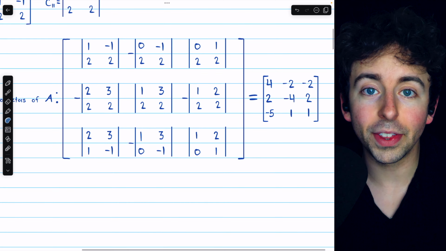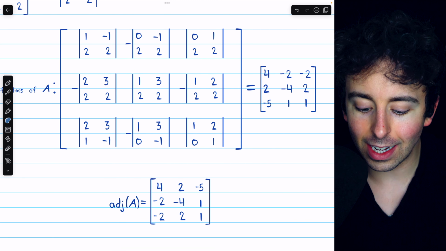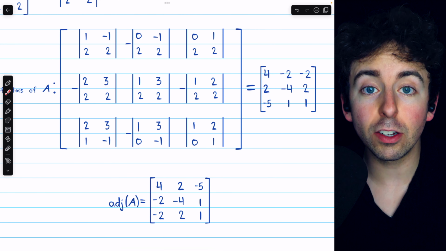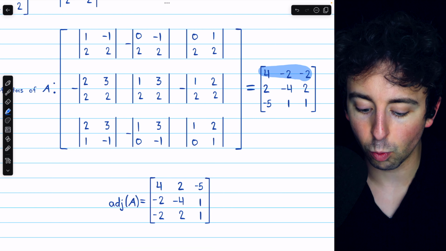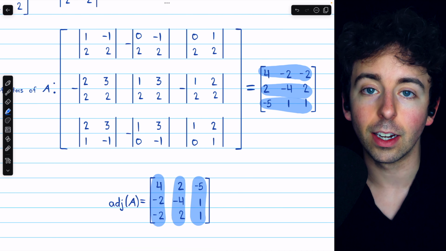All we have to do to find the adjoint then is to take the transpose of that matrix. And that gets us here. The adjoint of matrix A is the transpose of this matrix of cofactors. You can see how the rows in the matrix of cofactors become the columns in the adjoint.